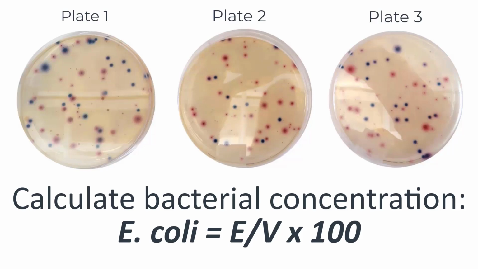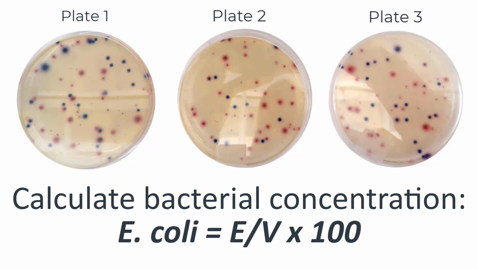To calculate bacterial concentration, divide the number of E. coli colonies counted by the sample volume, and then multiply by 100. We will use plate 1 as an example.